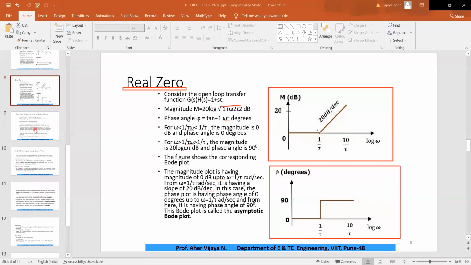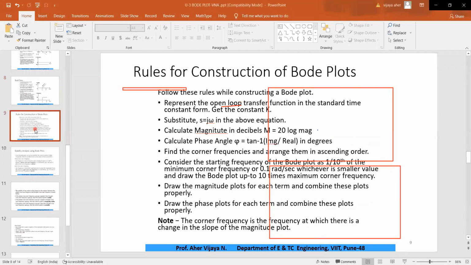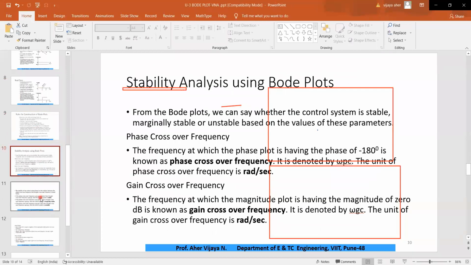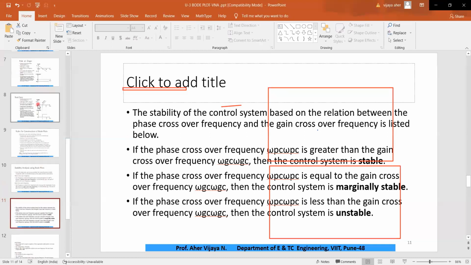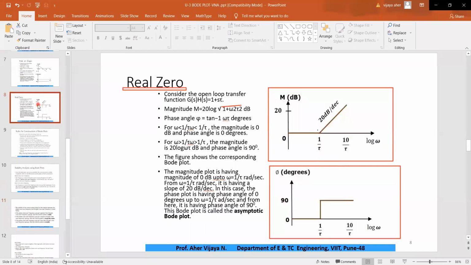So we'll see the remaining part, that is the rules of construction of Bode plot. Then about stability, you have to study. A small part is remaining. So we'll stop here, up to real zeros.